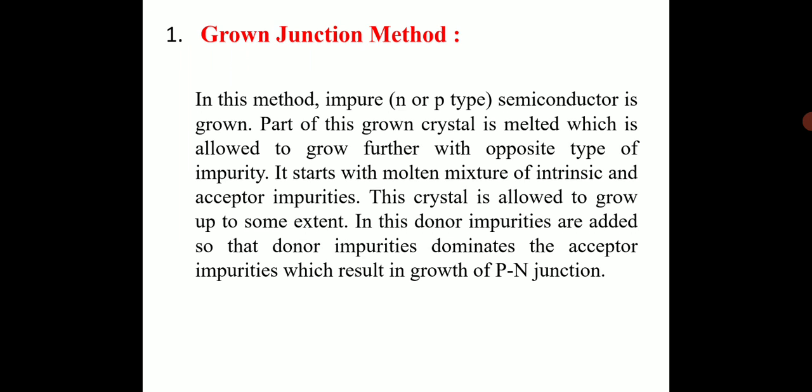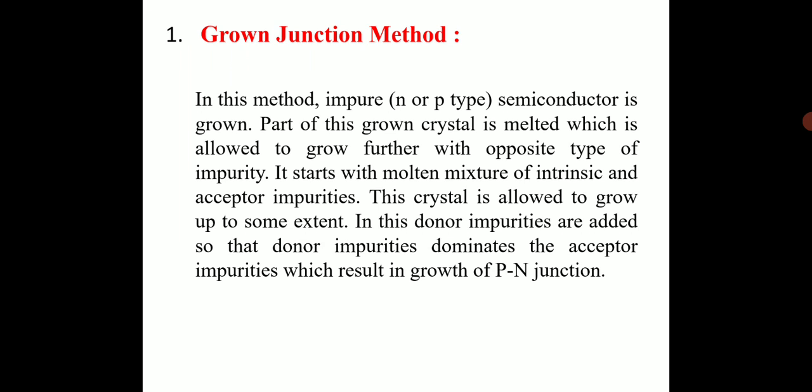Then the grown junction method, let's see on the screen. In this method, the impure, extrinsic, N or P type semiconductor is grown. The part of this grown crystal is melted. I told you in the grown junction that impurities are added during the growth of the semiconductor crystal from a melt.